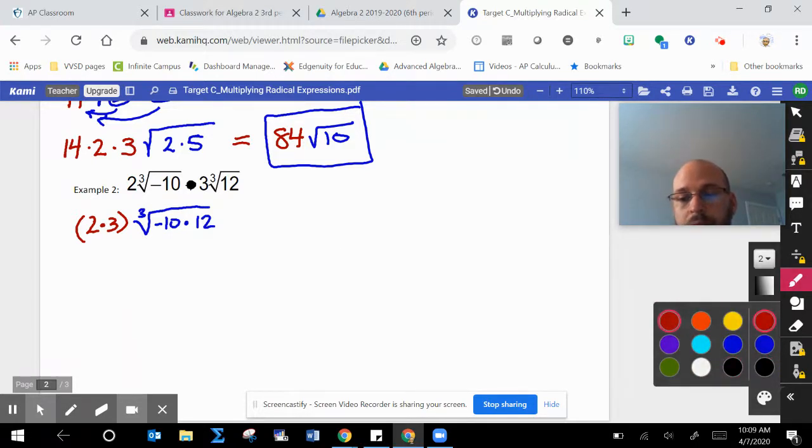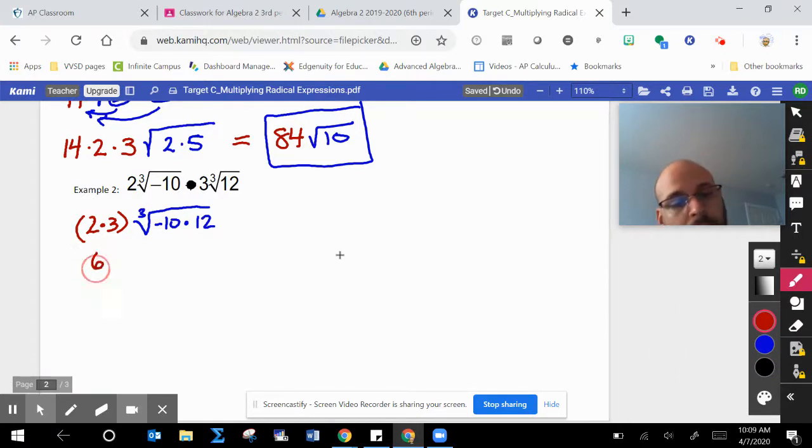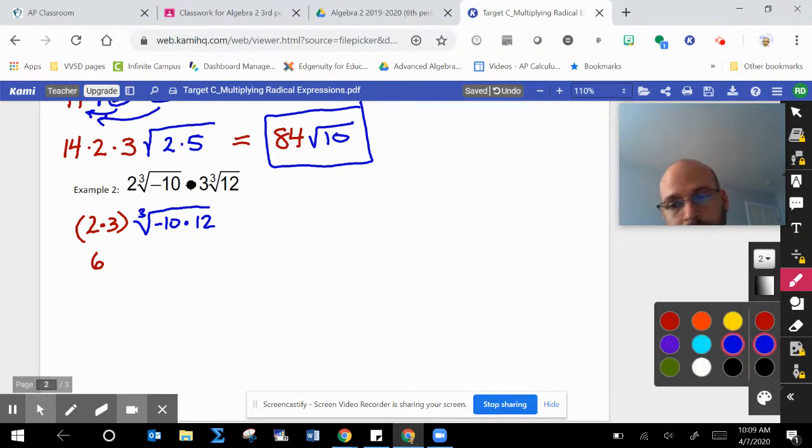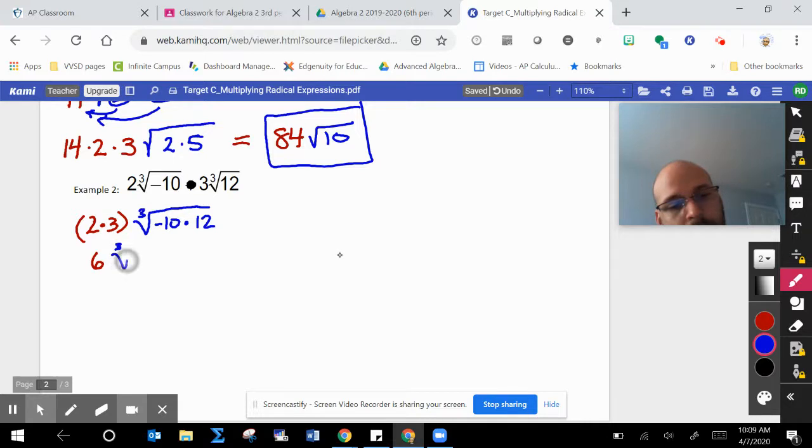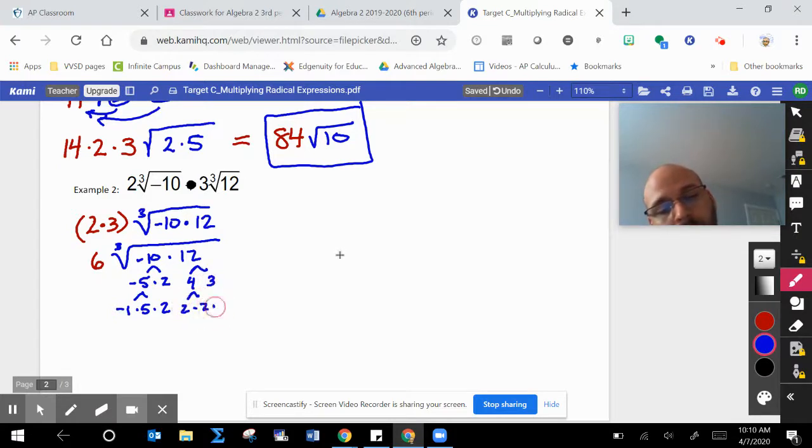I will have on the outside a 6. And then on the inside, let's see what this becomes. If I have negative 10, that's negative 5 times 2. Can't really break that down any further. I am going to take out the negative. We'll talk about that in a minute. 12 is 4 times 3, or 2 times 2 times 3, right? So I have a whole slew of numbers here.